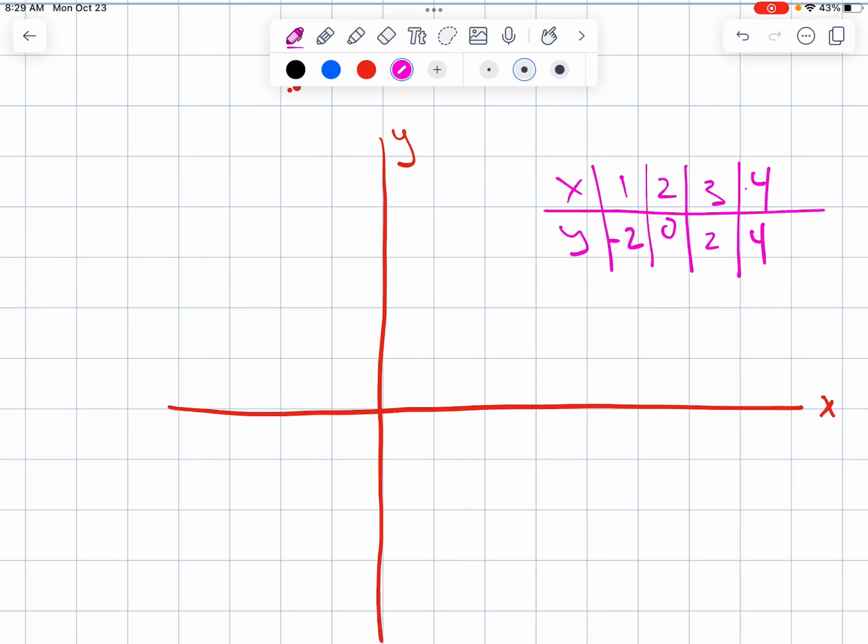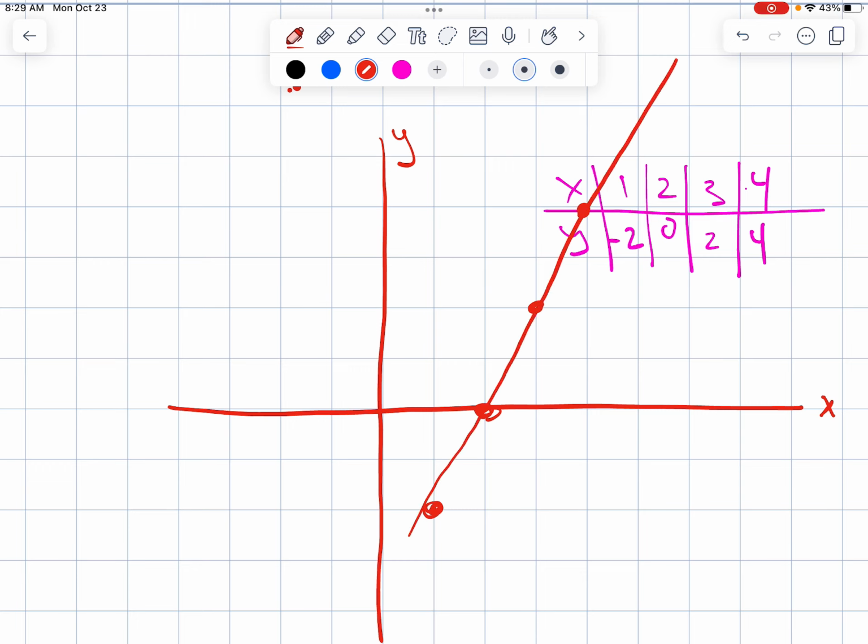Okay, so let's try to graph this and see what happens here. So if x is 1, y is -2. If x is 2, y is 0. If x is 3, y is 2. And if x is 4, y is 4, which is right there. So you have this line that we're trying to draw.